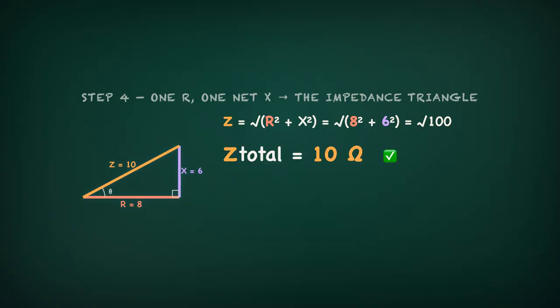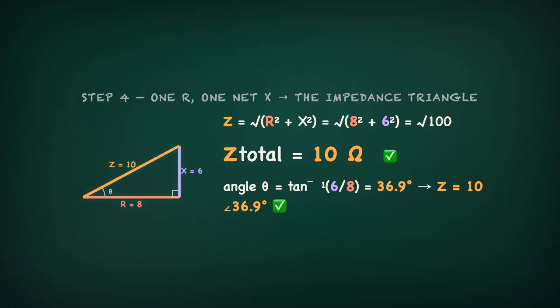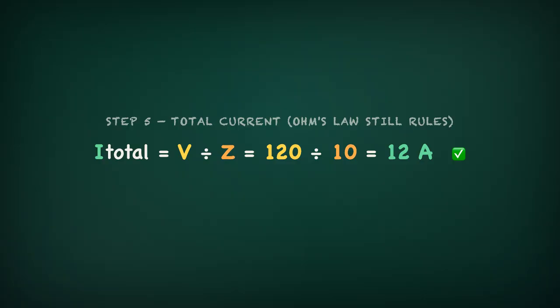Z equals the square root of R squared plus X squared, square root of 8 squared plus 6 squared, square root of 100. Impedance total is 10 ohms. And the angle theta is the inverse tangent of 6 over 8, 36.9 degrees. So Z is 10 ohms at 36.9. Circle it.